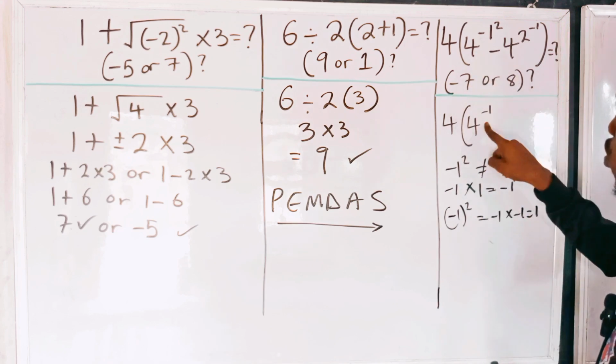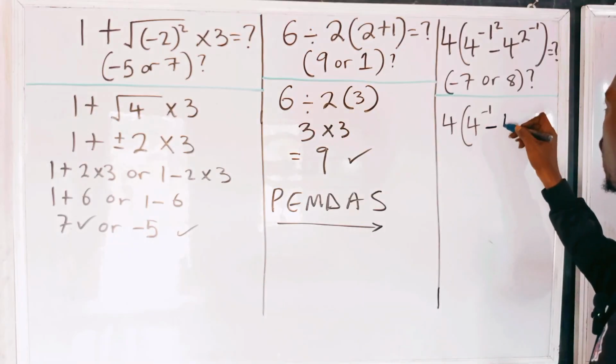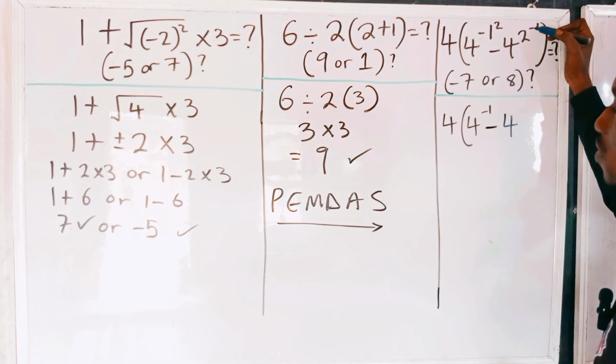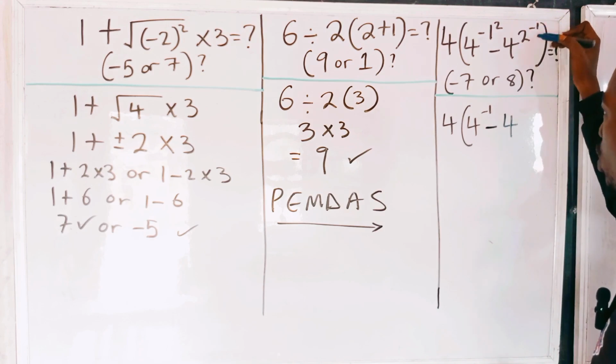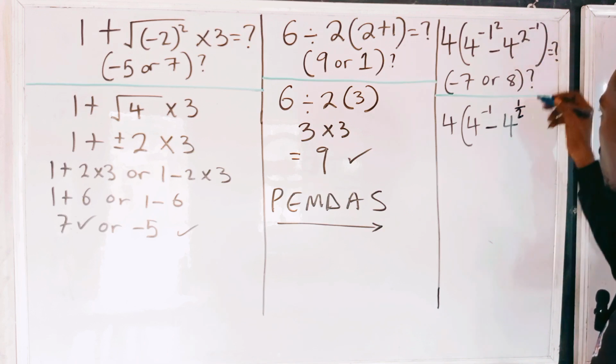If you got 1, you would have gotten one of these wrong answers. Then minus 4 to the power of, don't forget, 2 to the power of negative 1. According to the law of indices, it becomes a fraction. We have 1 over 2. That's negative power becomes fraction.